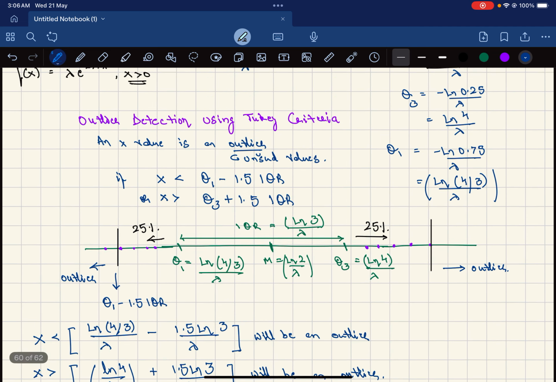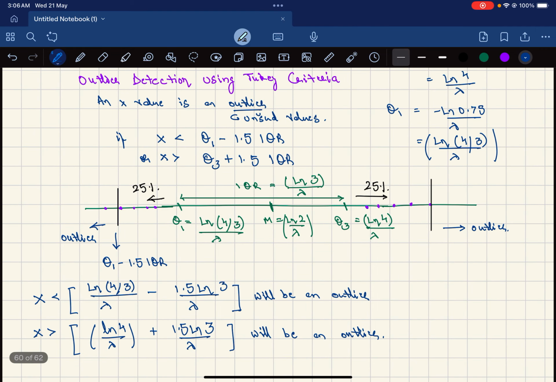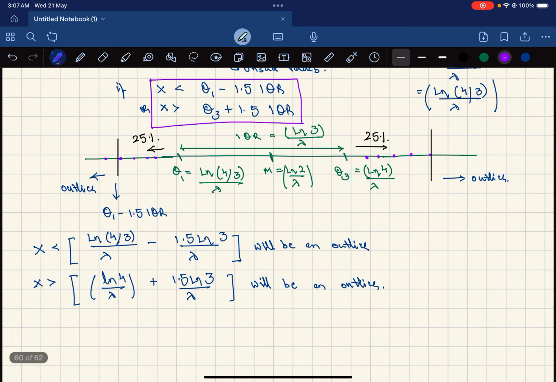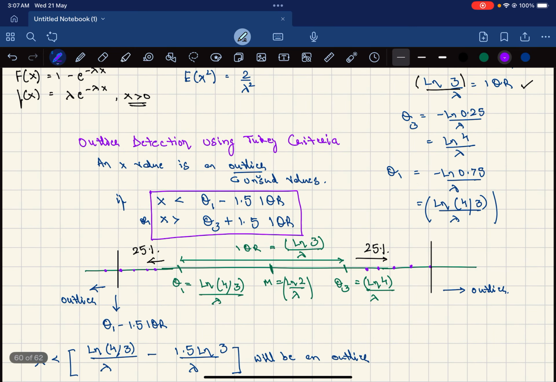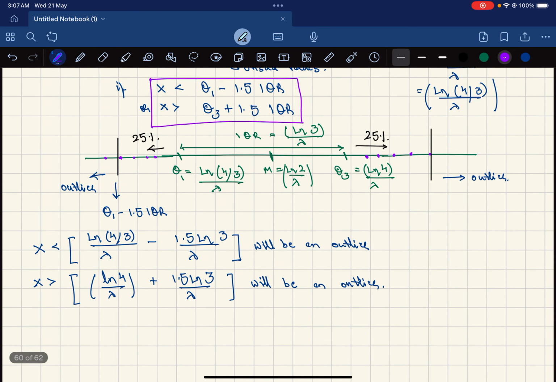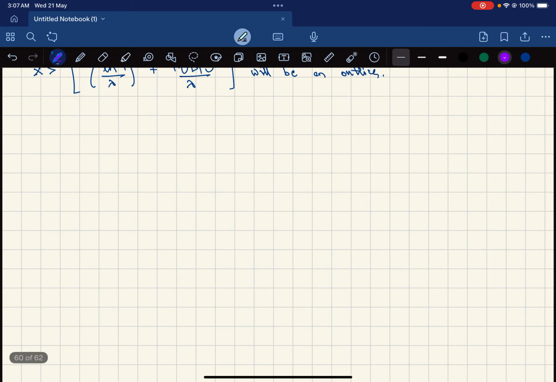So this is what the Tukey criteria says, that any values which are less than 1.5 IQR below the first quartile value are outliers on the left side, and similarly we have the criteria on the right side for the outliers. So this is the criteria which one needs to remember. So this is about the Tukey criteria. Next we would be looking at something called the memoryless property of an exponential distribution.